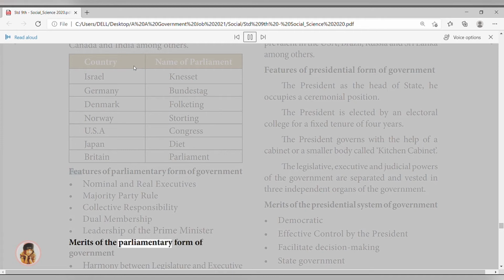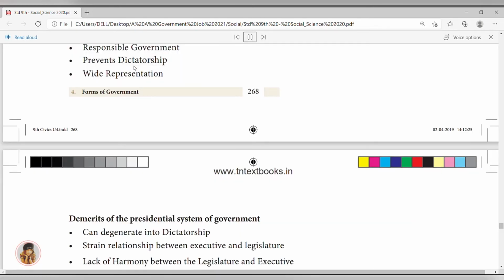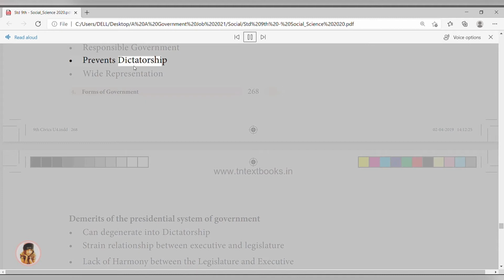Merits of the parliamentary form of government. Harmony between legislature and executive. Responsible government prevents dictatorship. Wide representation.